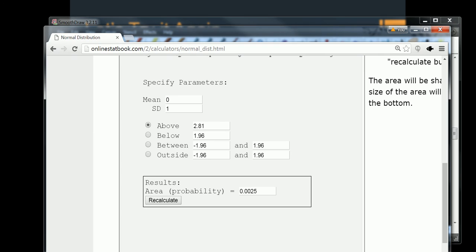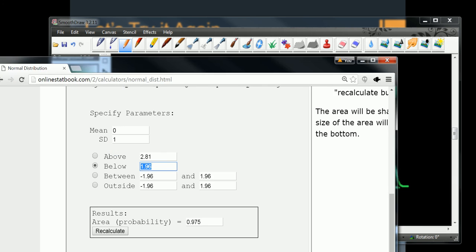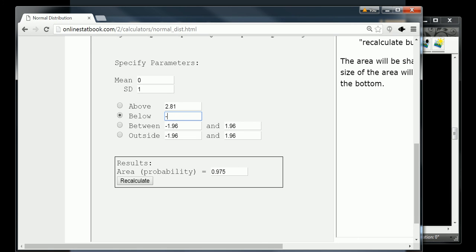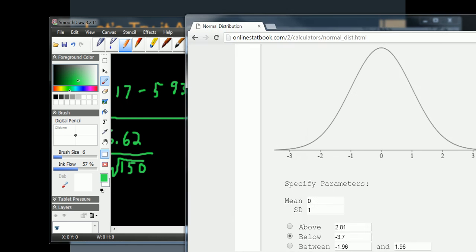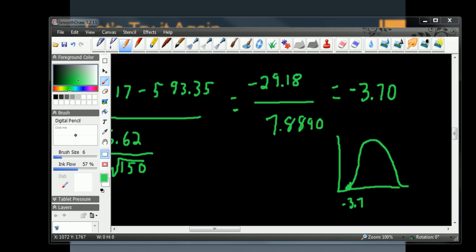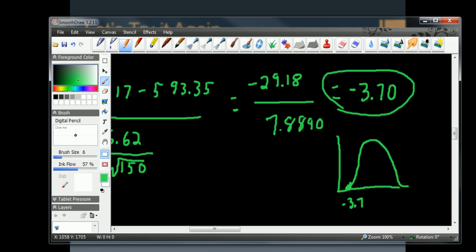You can use a table in the back of your book to do this, but I like these calculators. They make this pretty easy. So what did we get? Negative 3.7, right? That's important. Below negative 3.7, that's going to be in the tail. We click recalculate, and we got 0.001, right? So this is a really unusual difference if there is no difference at all. So we're going to conclude that there is, in fact, a statistically significant difference between these two populations.